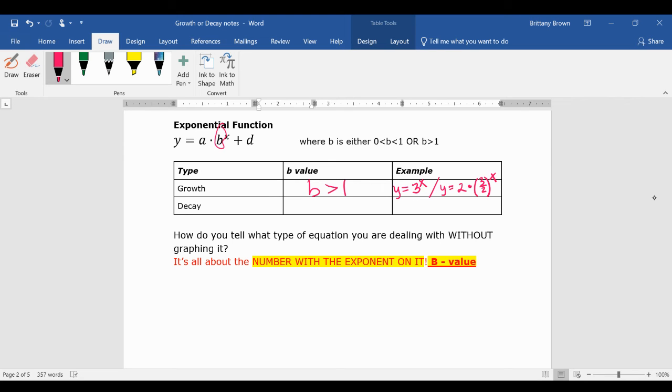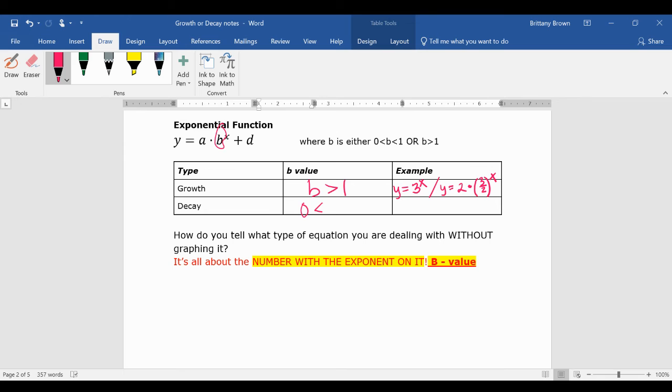Oh, no, Miss Brown, that's a fraction. Are you sure that's growth? Yes, I am, because A is not dependent upon that. It's all about B. And B is 3 divided by 2, and that's 1.5. That is still greater than 1, so that is still growth, right?